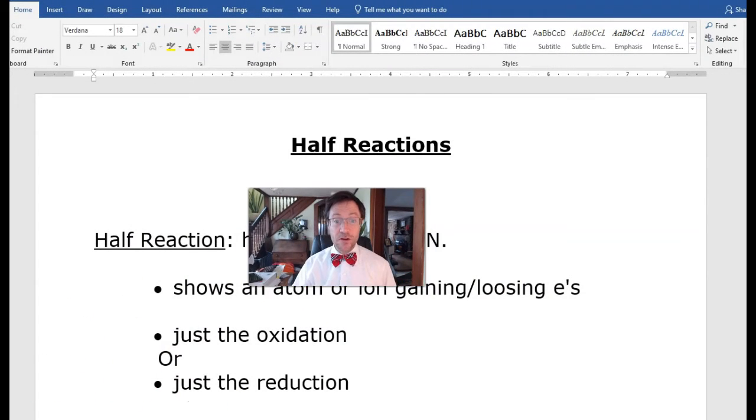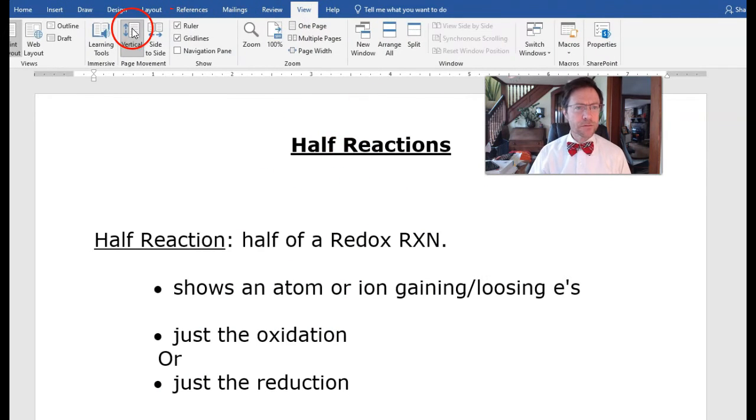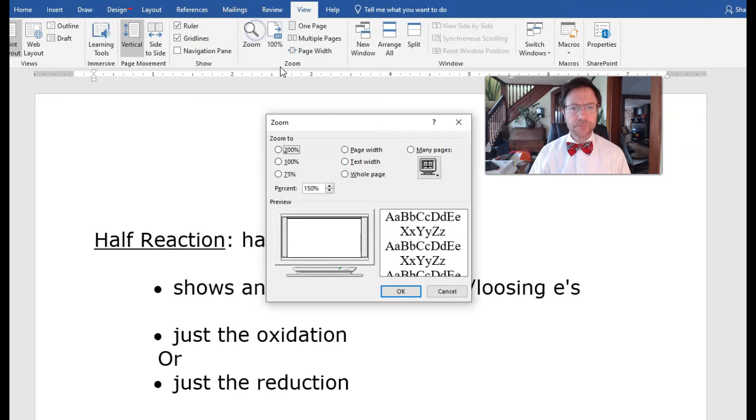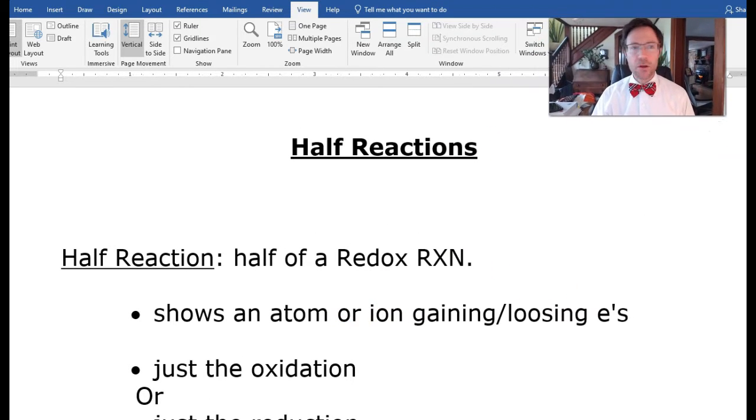All right, today we are doing this. We are looking at half reactions today. All right? But you know what? I don't feel like this is big enough. What do you think? Should it be bigger? I kind of feel like it should be bigger. Yeah. All right. So today we are going to look at half reactions.